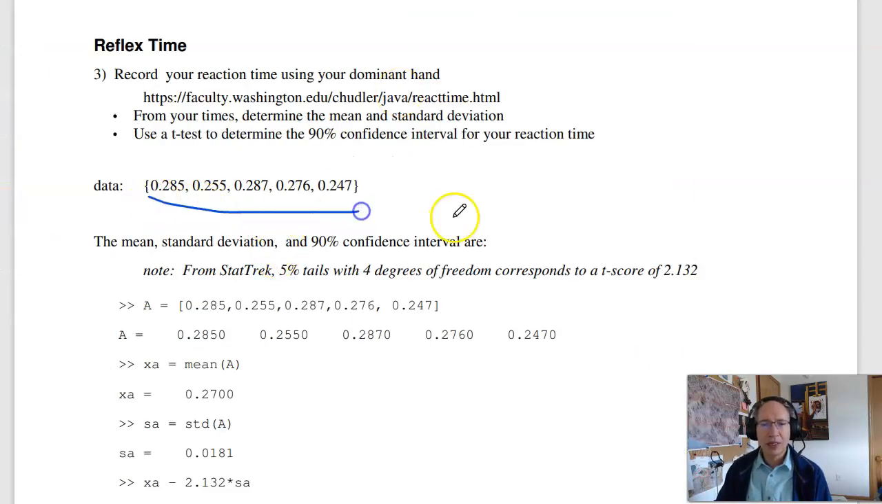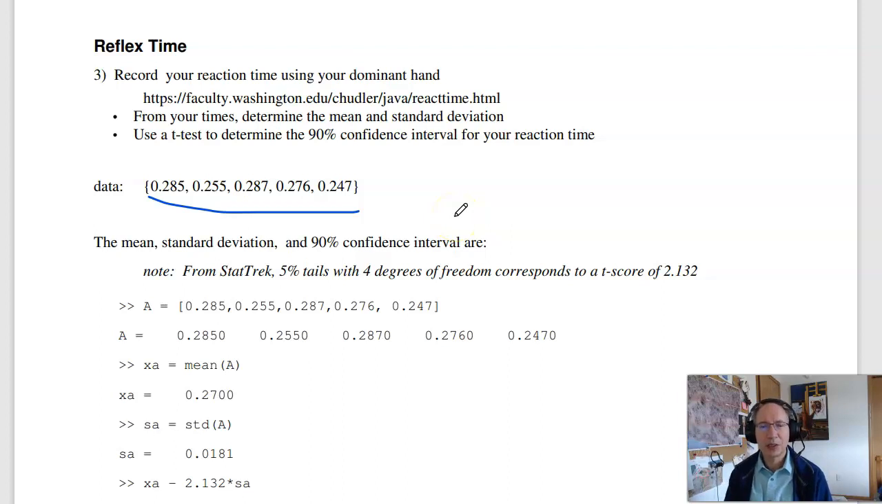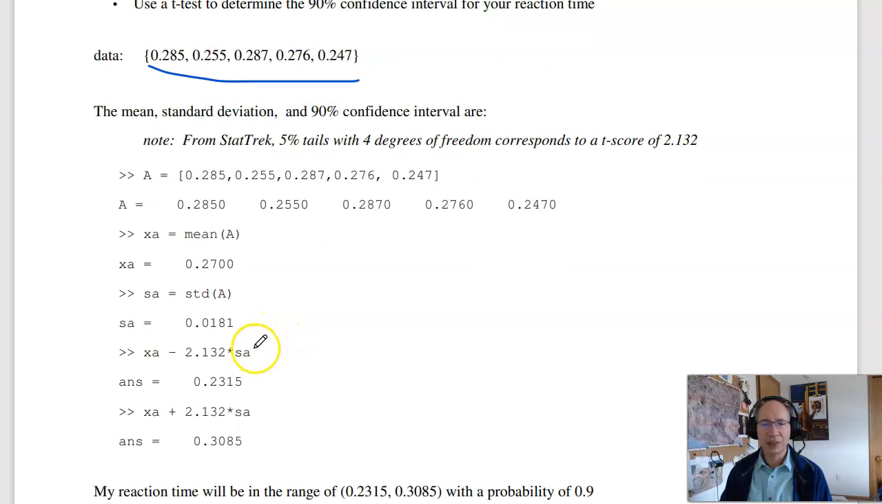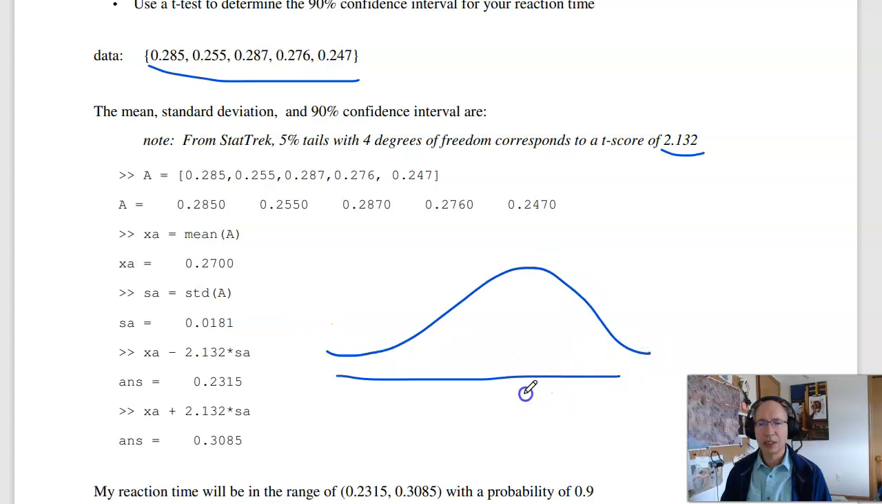I ran that using my dominant hand, both eyes open. Those are the times that I got. From that, find the 90% confidence interval for my reaction time. So given the data, find the mean, find the standard deviation. From StatTrak, 5% tails with 4 degrees of freedom corresponds to a t-score of 2.132. So we need to go left and right 2.132 standard deviations, where this is the mean. That gives me between 0.23 and 0.308, which kind of makes sense. That's where the data lies.